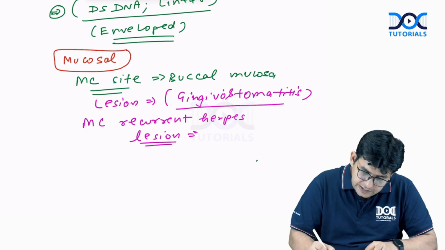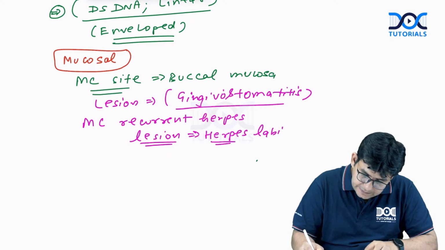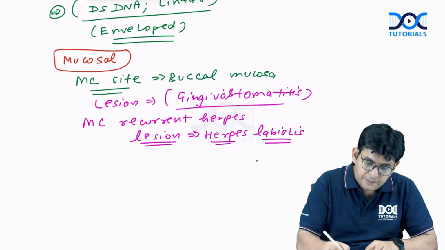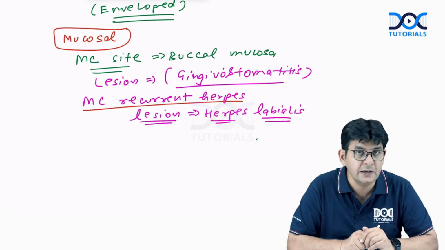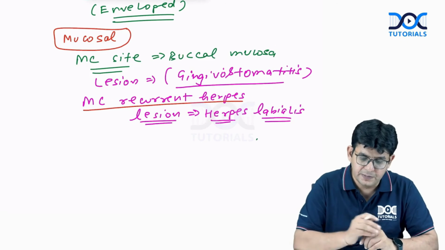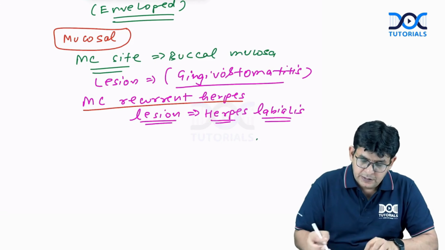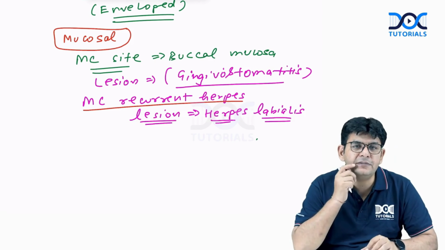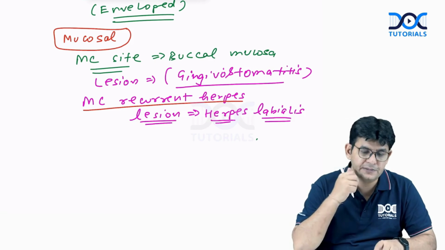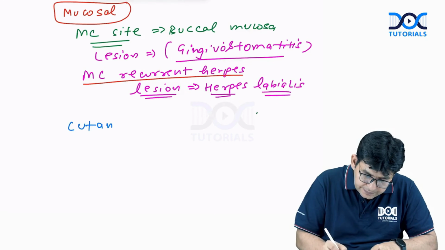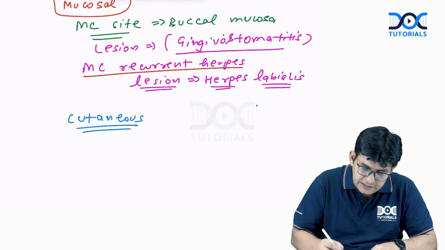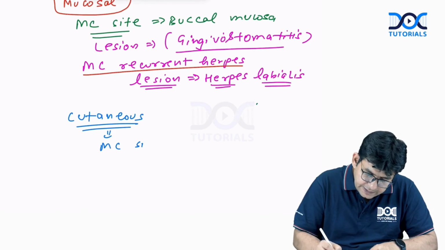Okay, so which one is there? That is herpes labialis. The most common recurrent herpes lesion is herpes labialis. So remember that particular aspect also. Most commonly, this is a site which keeps on coming again and again. So that is important to know. Regarding the cutaneous involvement, the most common site is the face.